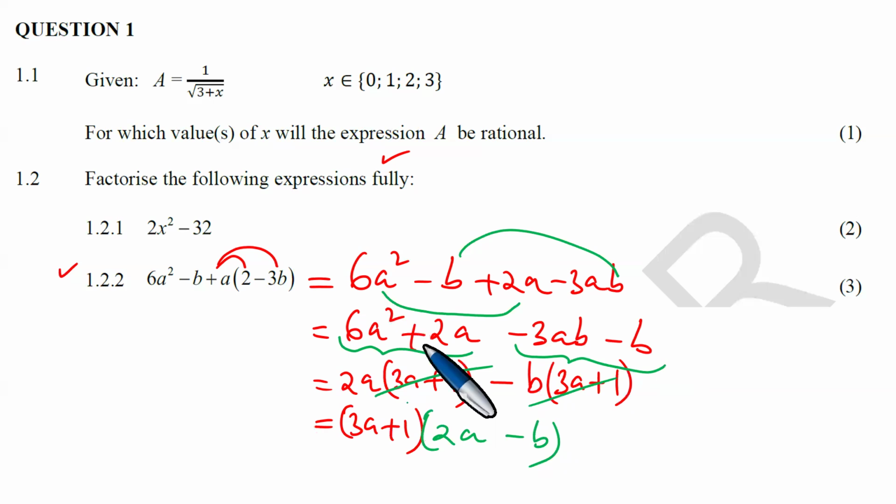Then there was 3a plus 1, 3a plus 1, and this was the highest common factor, the HCF. Then we took it out. Whatever you factor out, you cross out. And if you cross this out, you're left with 2a and minus b. Please think about this.